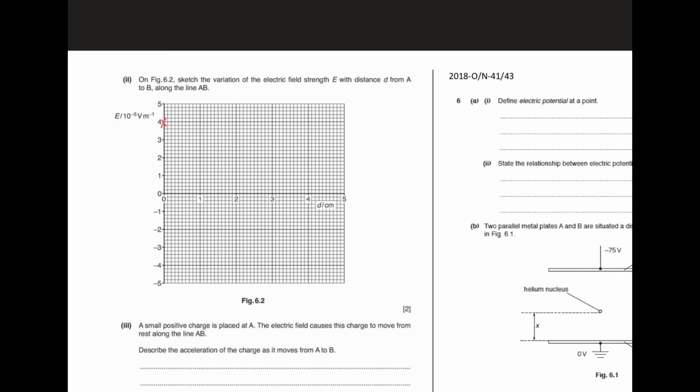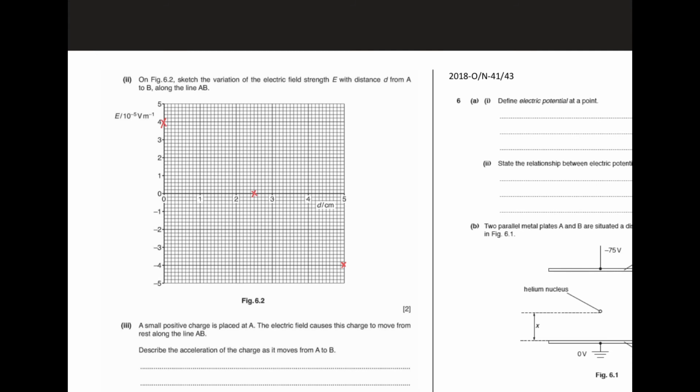So when they reach point B, you should expect it to be a negative value, which is the same magnitude, 4 times 10 negative 5, but it is negative. Okay, it is negative 4. And after that, in between it should be equal, and hence end up with 0. Electric field strength is 0.